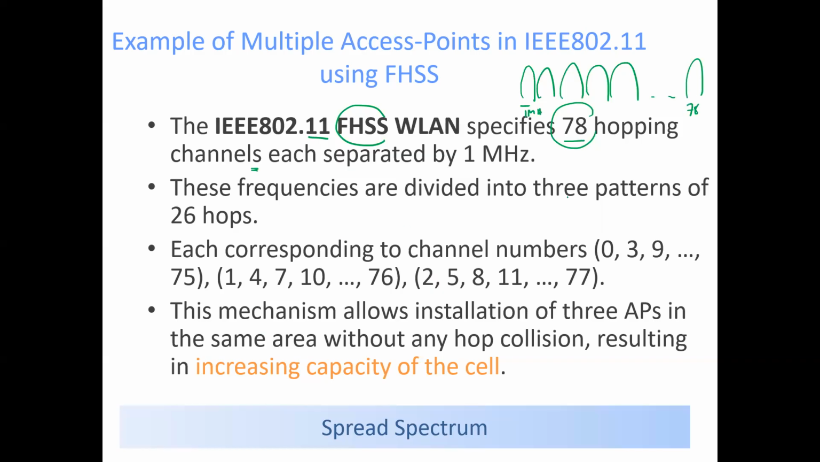These frequencies are divided into 3 patterns of 26 hops. So among these 78, it is divided into 3 groups. One group is 0, 3, 9, and so on. The second group is 1, 4, 7, and so on. And the third group is 2, 5, 8. Why do they do it like this? This mechanism allows the installation of 3 access points in the same area without any hop collision, resulting in increased capacity of the cell.